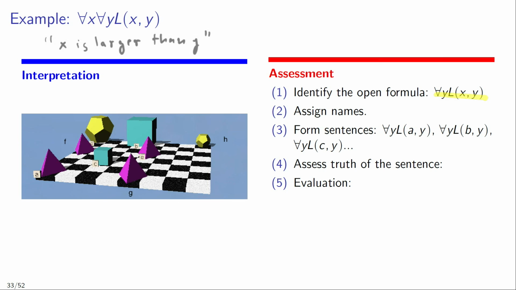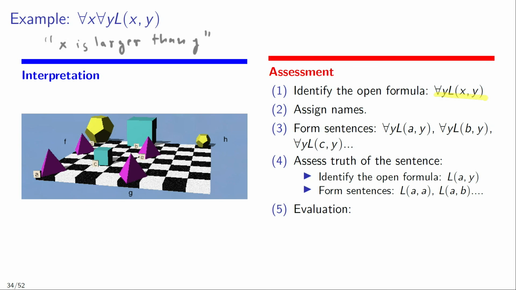And I will just focus on the first sentence and assess the sentence for all y, Lay. Now, to assess the truth of this sentence, we first need to identify the relevant open formula. That is the open formula Lay. And then we need to form sentences that result from replacing the variable y by means of the names that we assigned in step 2. And that gives us a list of sentences Laa, Lab, and so on and so forth.